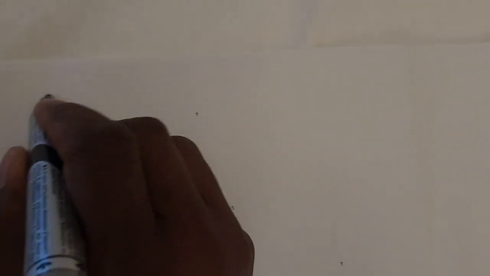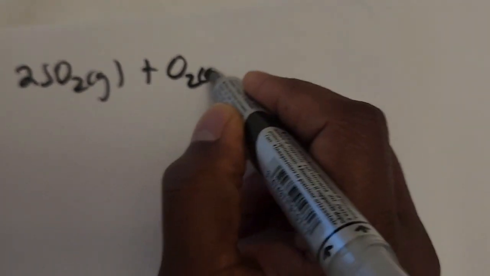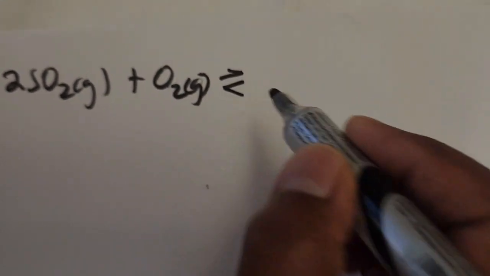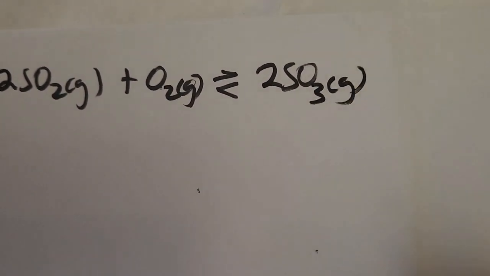Let's go to the one that is much better. Now, where we're supposed to draw a table, I hope, so that you can learn at least the table method in a way. Now, let's say in this one, they're giving us this: 2 sulfur dioxide, the well-known one involved in the contact process, and then the sulfur dioxide forming sulfur trioxide gas.